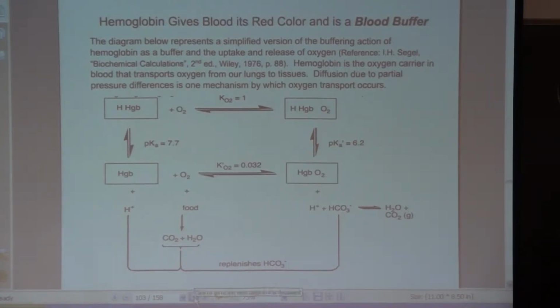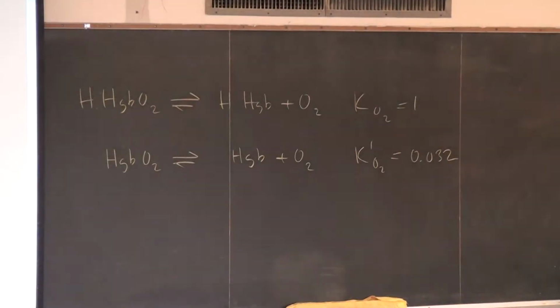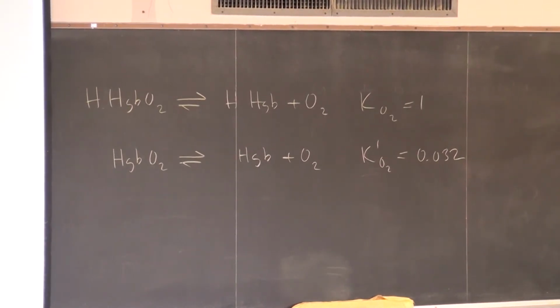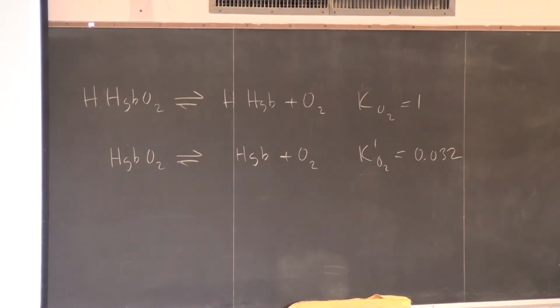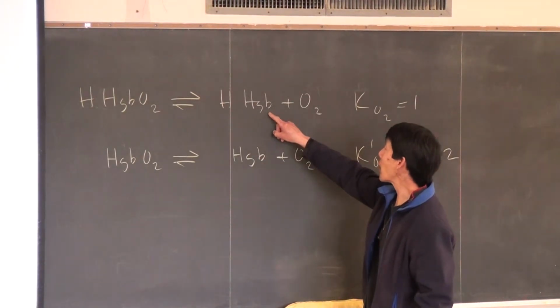Okay, so let's go on to the next slide. Does the conjugate acid of hemoglobin, the HHGB, have a higher, lower, or same affinity for oxygen than its conjugate base, HGB? Okay, so for question A, you want to look at these 2 reactions here and their equilibrium constants. So which one has a higher affinity for oxygen, HGB or HHGB?